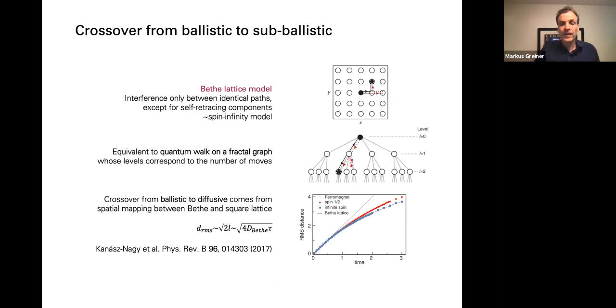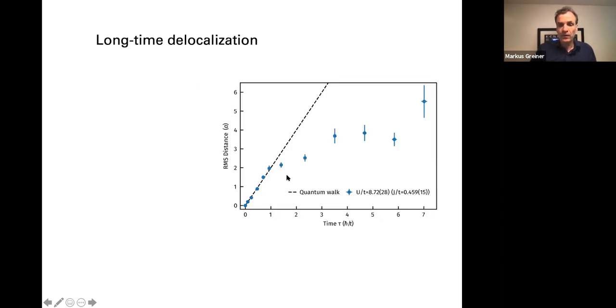And what's nice is that such a model already tells you about this crossover from the initial ballistic motion to a more diffusive motion. And so if you compare it with the Bethe lattice, then we see a comparison like this. So again, initially ballistic, and then it's not that far away from such a Bethe lattice, but it is lower. So this seems to be not the whole story, the Bethe lattice.